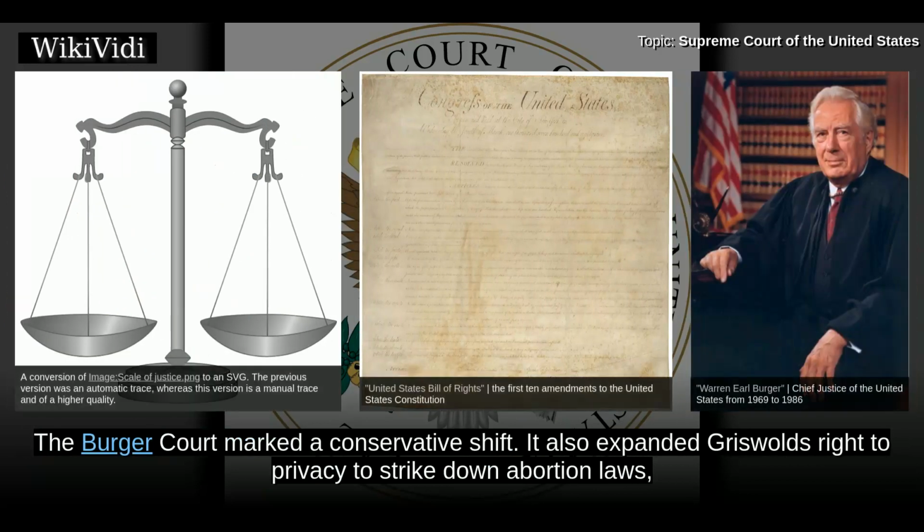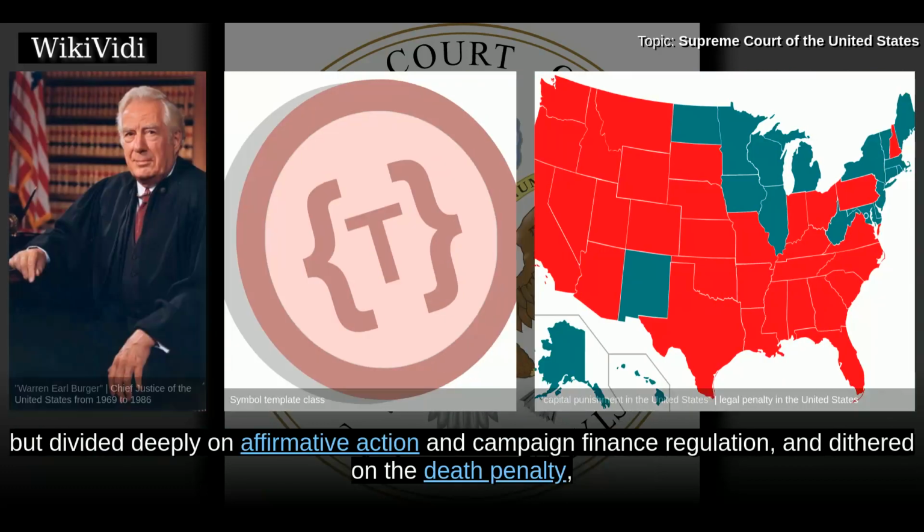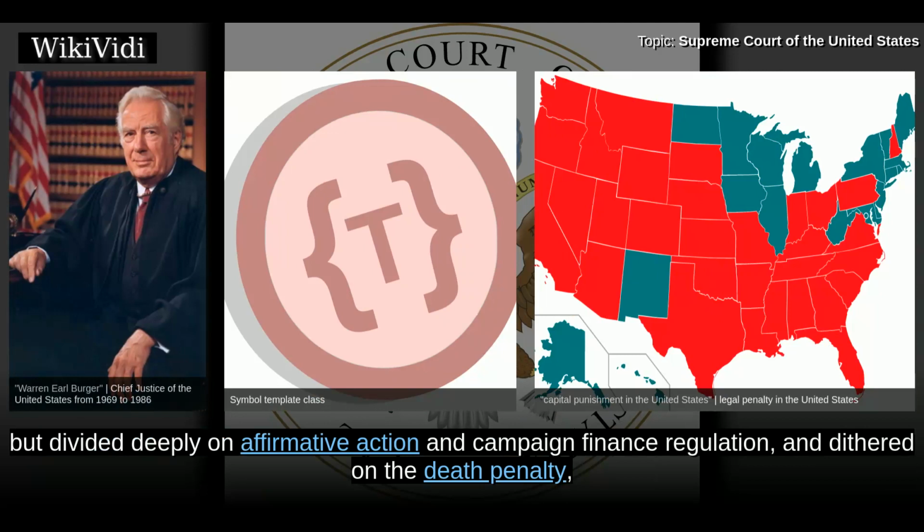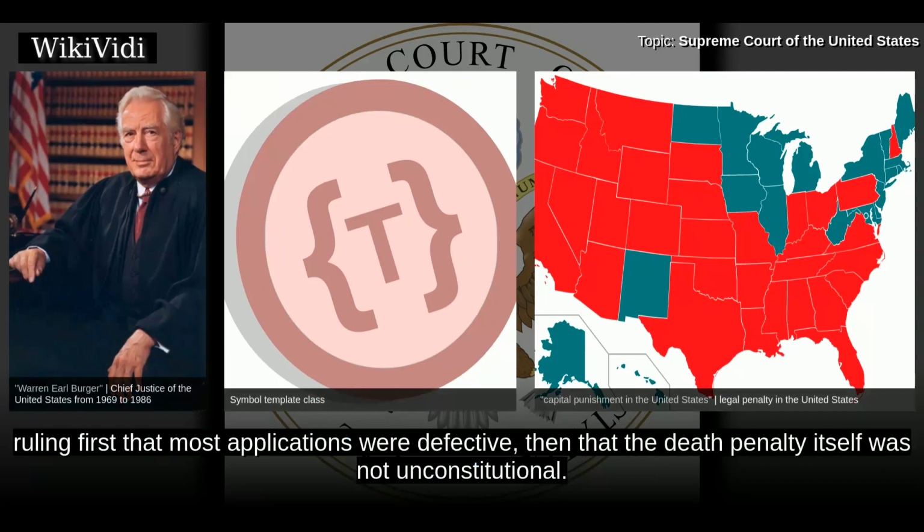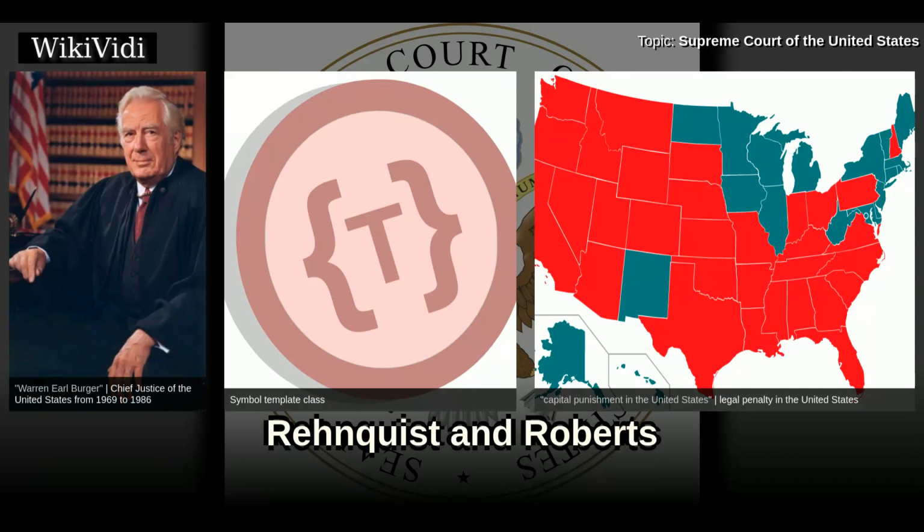It also expanded Griswold's right to privacy to strike down abortion laws, but divided deeply on affirmative action and campaign finance regulation, and dithered on the death penalty, ruling first that most applications were defective, then that the death penalty itself was not unconstitutional. Rehnquist and Roberts.